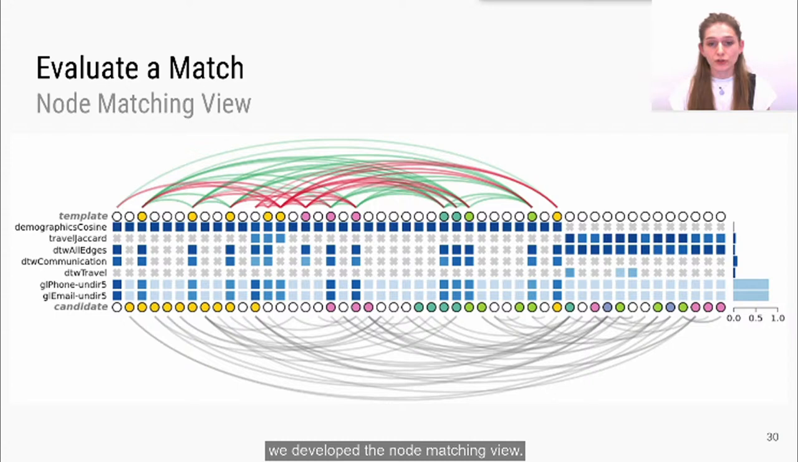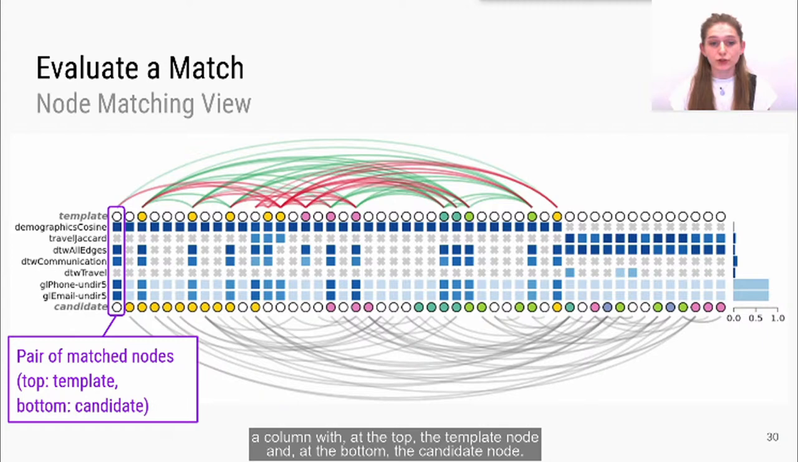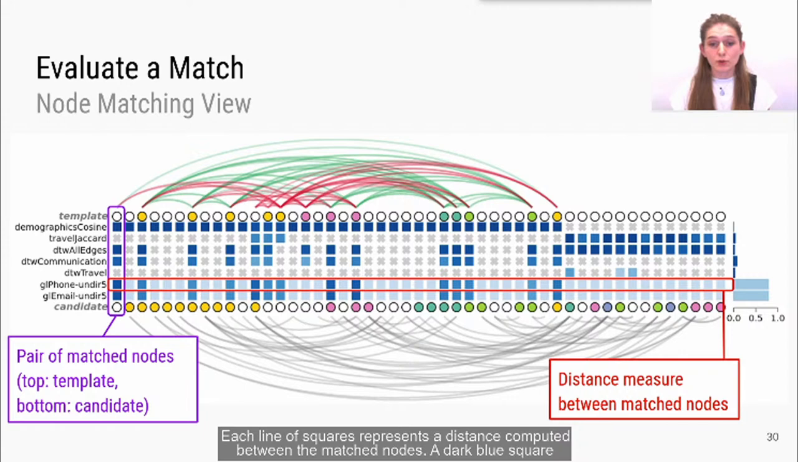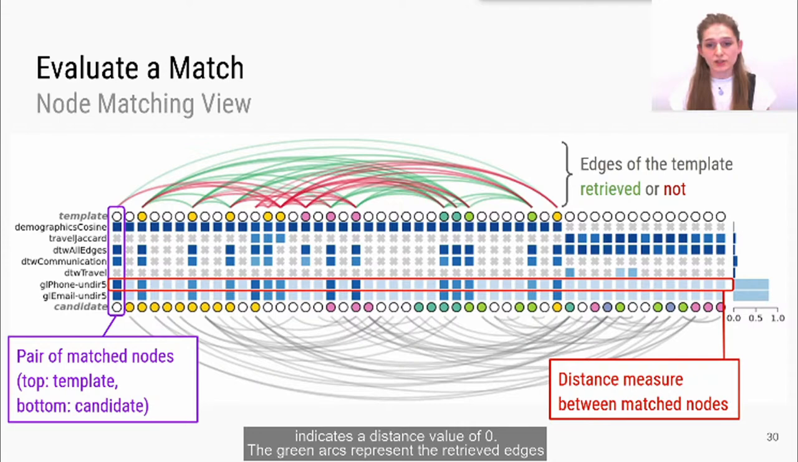To evaluate how good a graph match was and to compare strategies, we developed the node matching view. Each pair of matched nodes is represented by a column with the template node at the top and the candidate node at the bottom. Each line of squares represents a distance computed between the matched nodes. A dark blue square indicates a distance value of 0. The green arcs represent the retrieved edges of the communication channel, while the red edges are not retrieved.